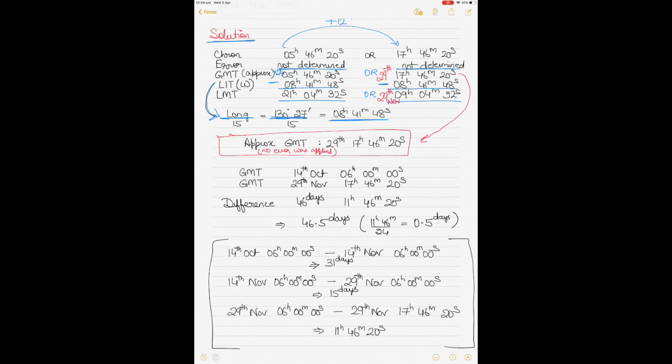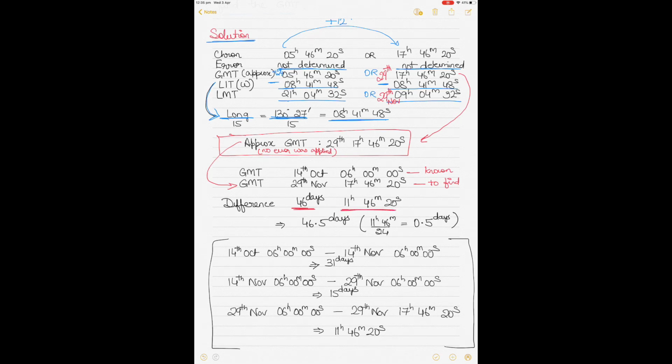All right, so let's get into it. So GMT 14th of October at 600 hours, as you know the error then. So this is known, but we have to find for 29th of November 17 hours 46 minutes and 20 seconds, because that's the approximate time. So this is where I got this time from. Alright, so let's calculate how many days and hours it is. So if you calculate the interval between 14th of October to 29th of November from 600 hours to 1746, you will get 46 days and 11 hours 46 minutes 20 seconds.